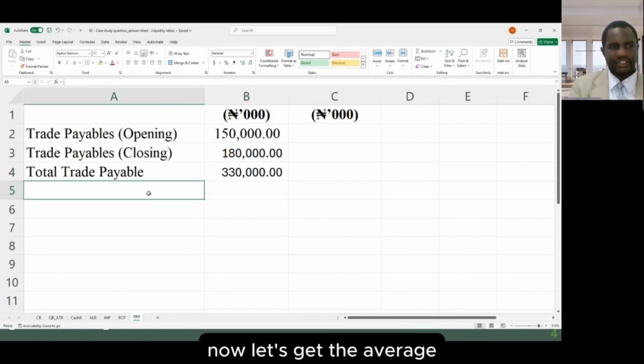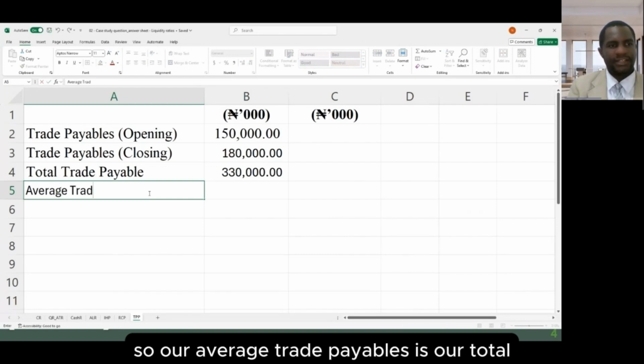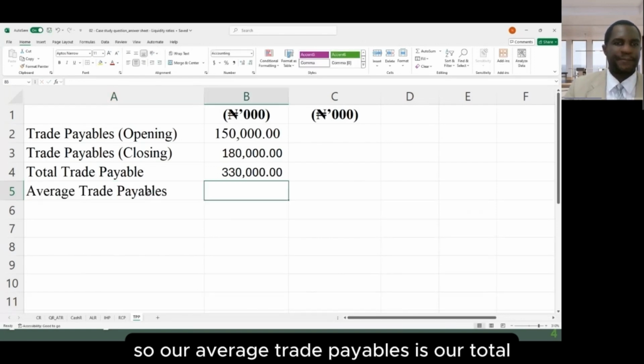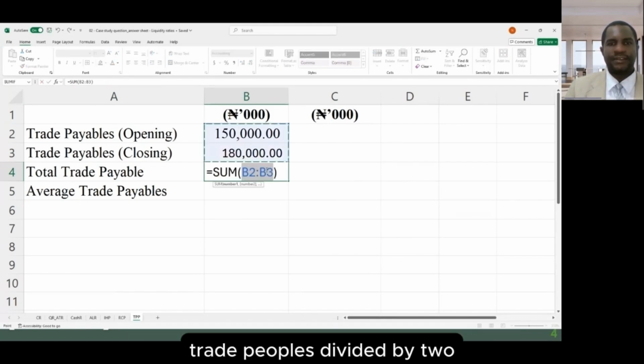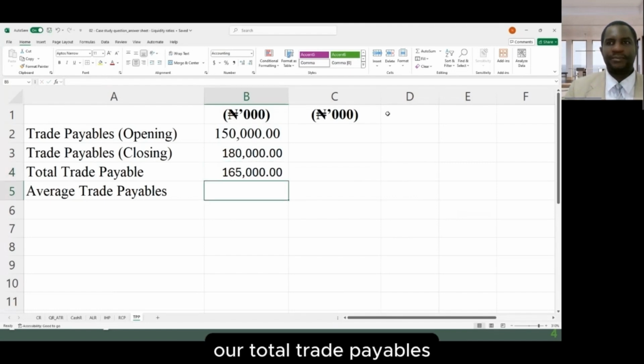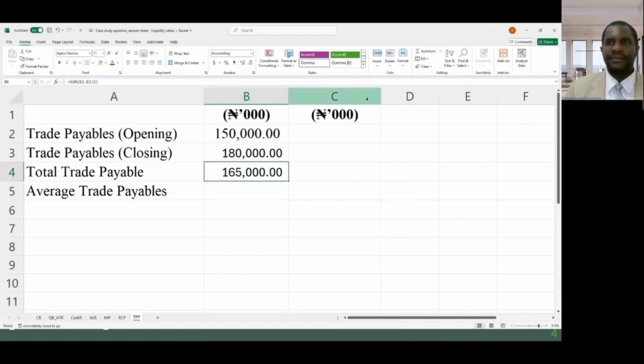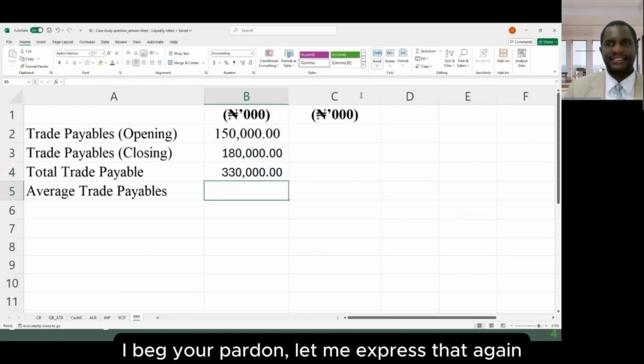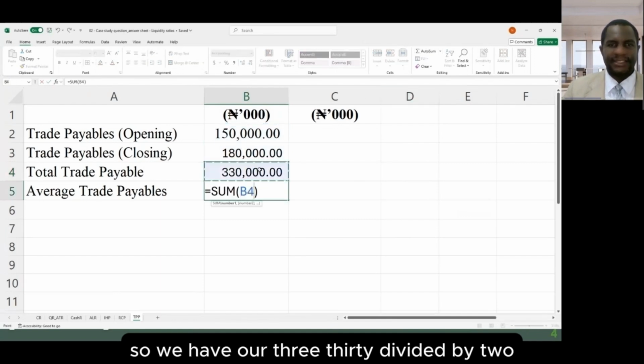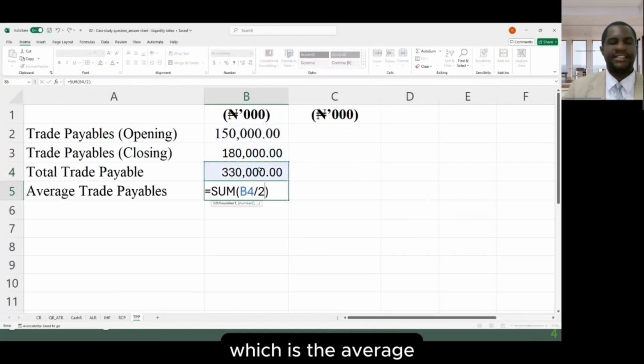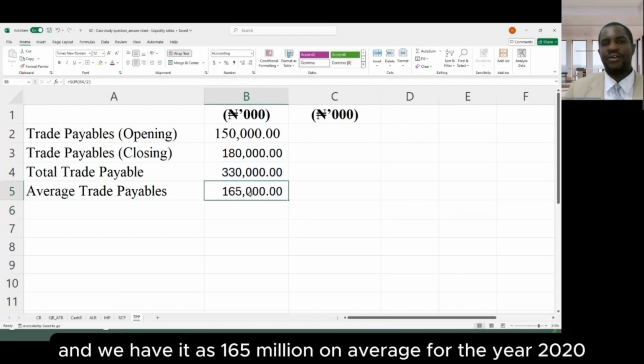Now let's get the average. Our average trade payables is our total trade payables divided by 2. Let me express that again. We have our 330 divided by 2, which is the average, and we have it as 165 million on average for the year 2020.